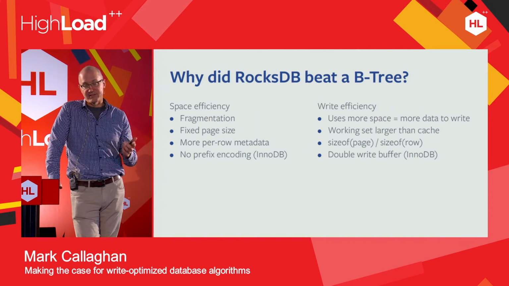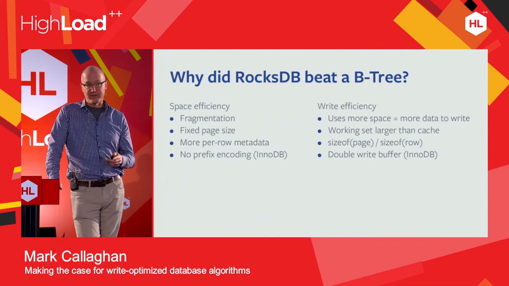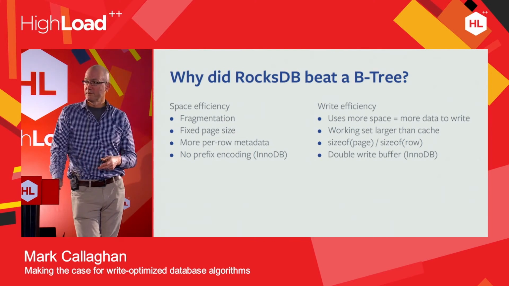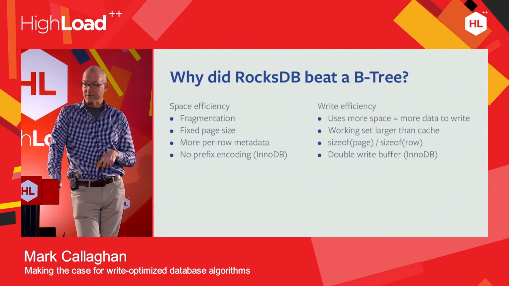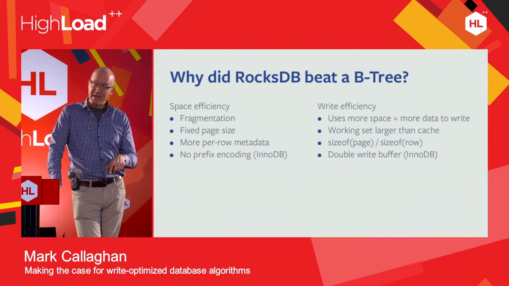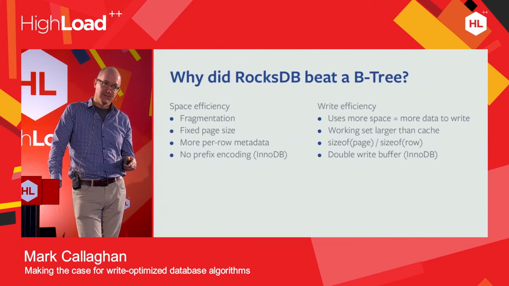MyRocks, the RocksDB, the metadata overhead is 6 bytes, the sequence number. And for the majority of the data, probably 90%, we compress that to 0 bytes. So less metadata. And then finally, there's no prefix encoding for keys with InnoDB. We benefit from prefix encoding for compressed and uncompressed pages for RocksDB.